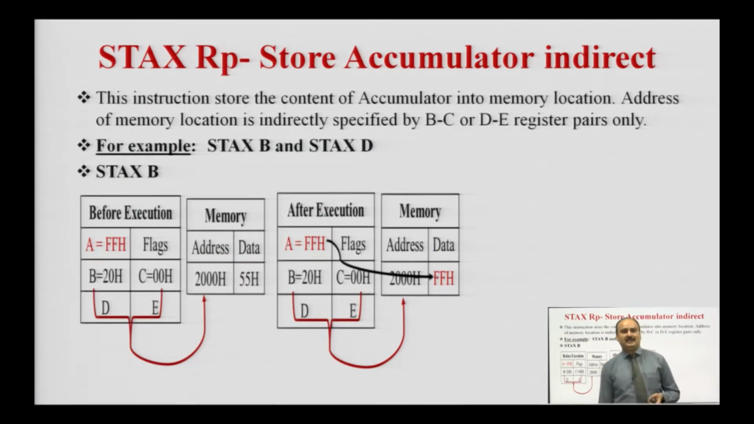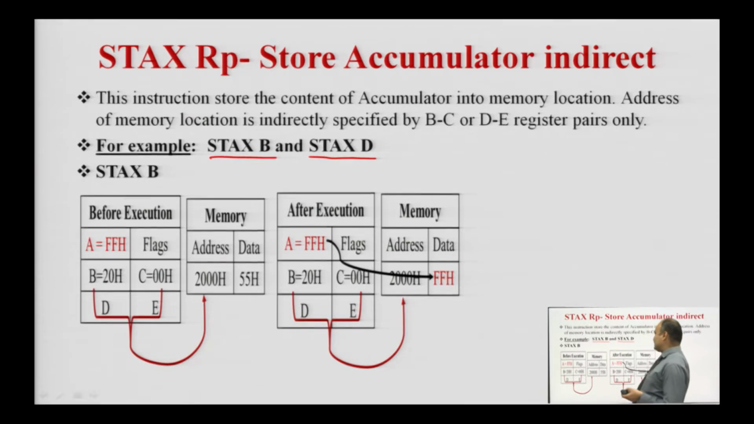Next is the STAX RP instruction. This instruction will store the content of the accumulator into the memory location. The address of the memory location is indirectly specified by the BC or DE register pair. Examples of the instruction are STAX B and STAX D. Here, the BC and DE register pairs are used to hold the 16-bit memory address indirectly.